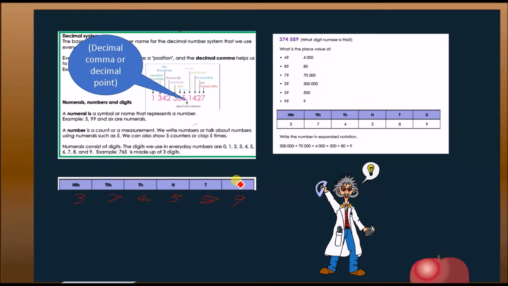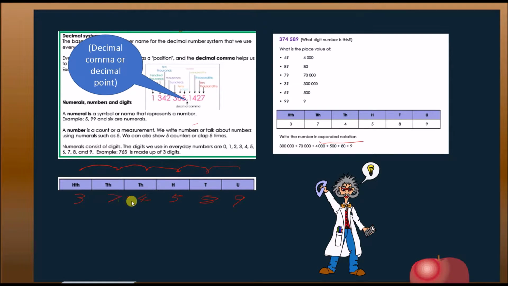Because in our numbering system, you start with the units, and if you multiply by 10, you get 10. If you multiply it by 10, you get 100. Multiply by 10, you get 1,000. Multiplied by 10 is 10,000. And multiplied by 10 is 100,000. Thus, this digit says 300,000, 70,000, 4,000, 500, 80, and 9.